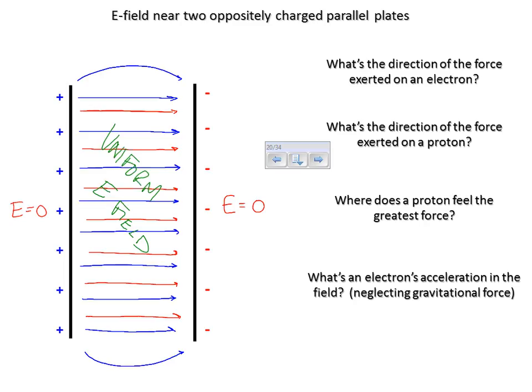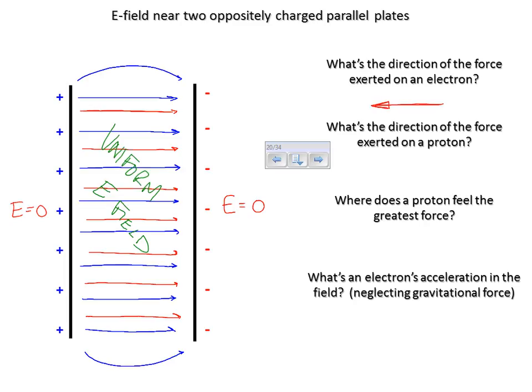All right, so a few questions. One, what's the direction of force exerted on an electron? Well, two ways to think about that. One is, what direction the fields point? Well, they point in the direction of force that a positive charge would feel. So a positive charge apparently would be pushed to the right because this field points to the right. Therefore, a negative charge would be pushed in the opposite direction.